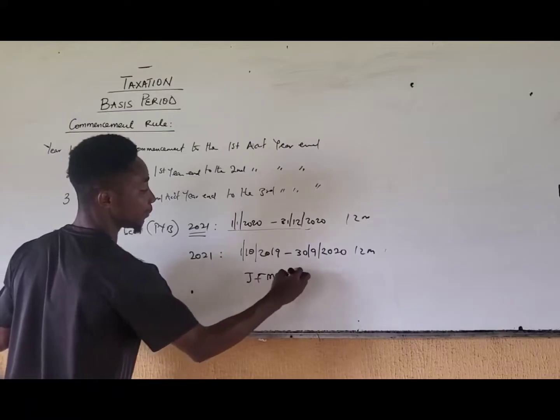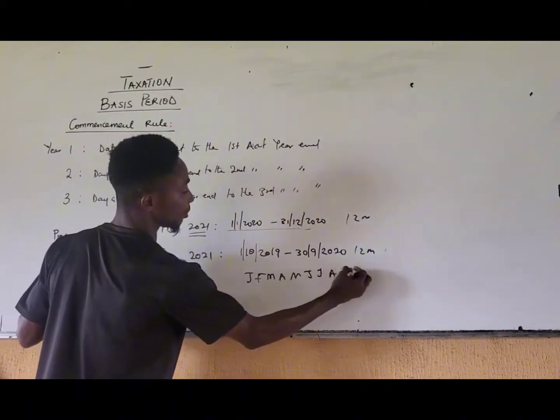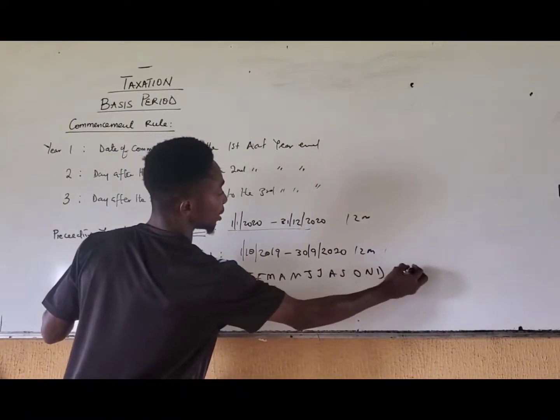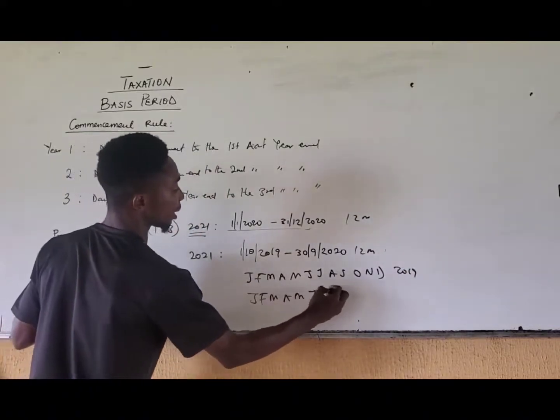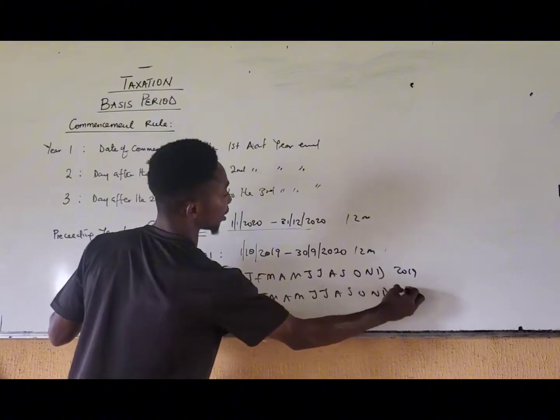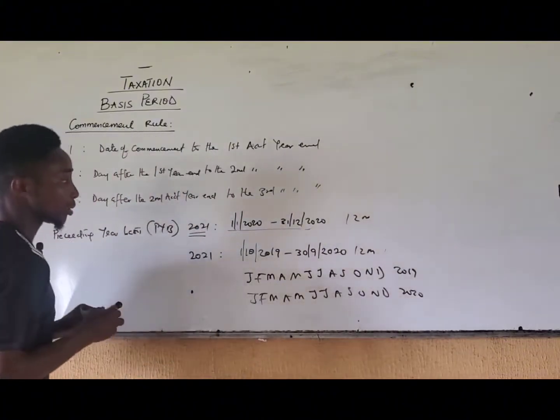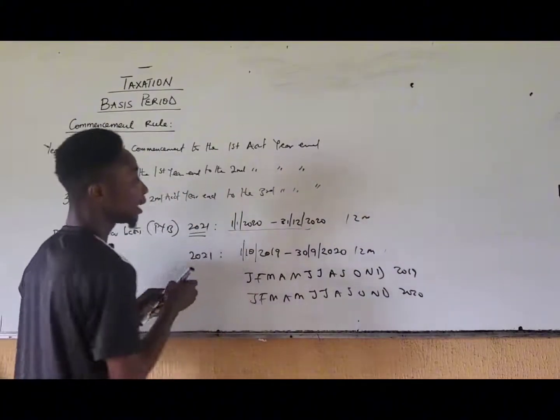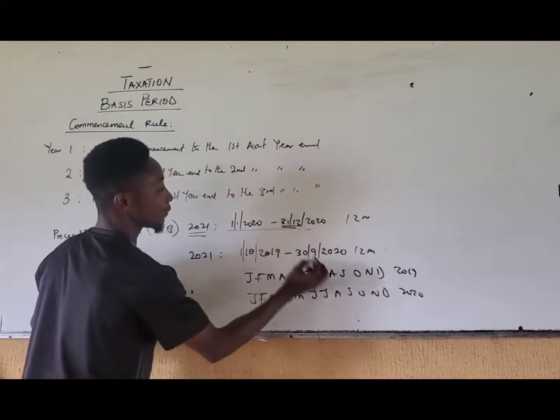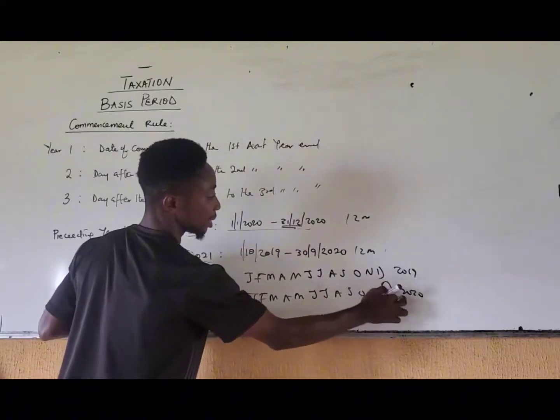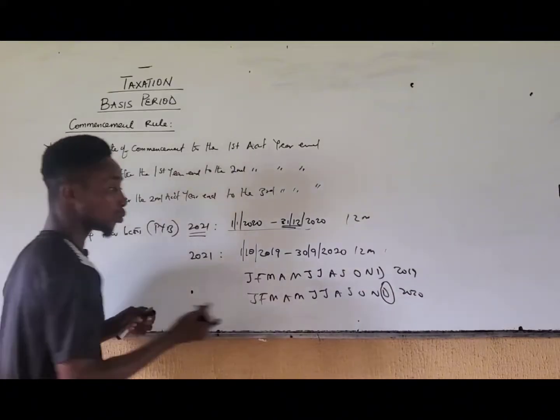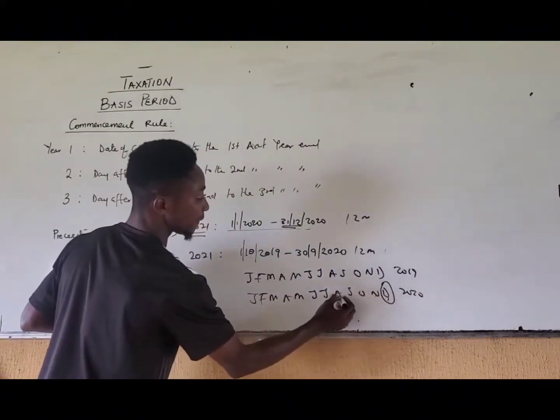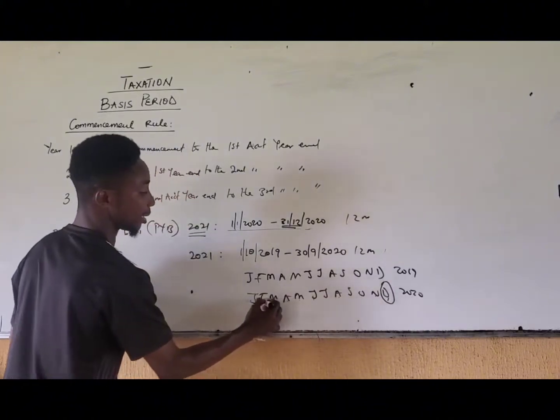January, February, March, April, May, June, July, August, September, October, November, December. Let's say 2019. January, February, March, April, May, June, July, August, September, October, November, December, 2020. Okay? Now, if you look at this first illustration I gave, if you normally end account 31st of December 2020, it means they started 12 months ago. 1, 2, 3, 4, 5, 6, 7, 8, 9, 10, 11, 12.